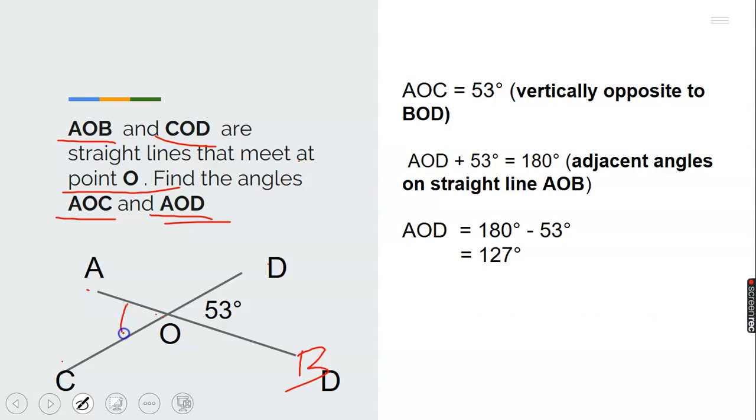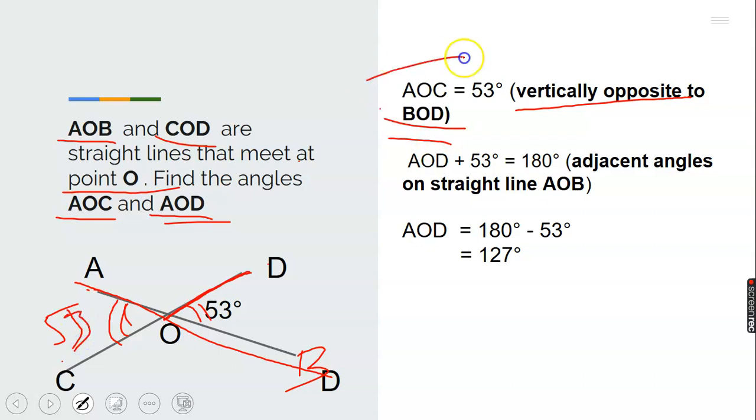Number one, we have vertically opposite angles. AOB is a straight line. OD is joining it if I'm considering only the upper part of AOB. Now, that means AOC is also equal to what? 53 degrees. The reason is it is vertically opposite to BOD. That is the reason why this place will also be 53 degrees. You can see it here.